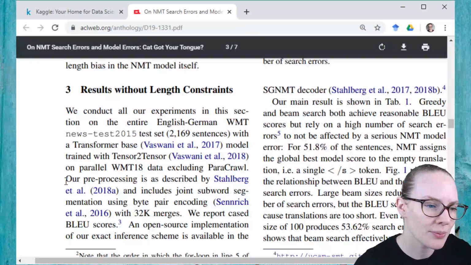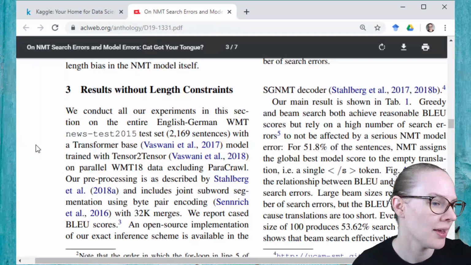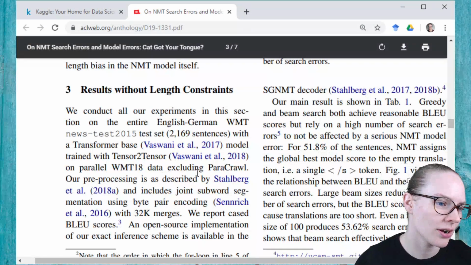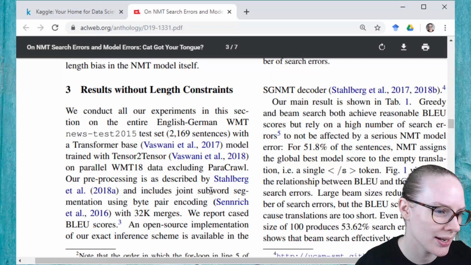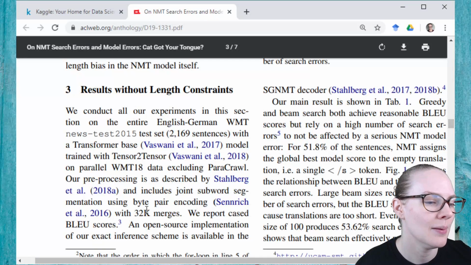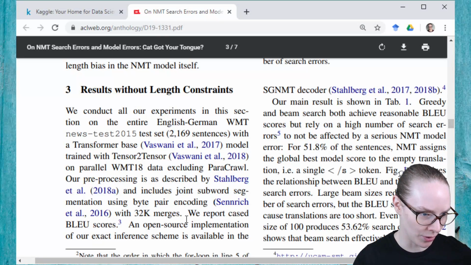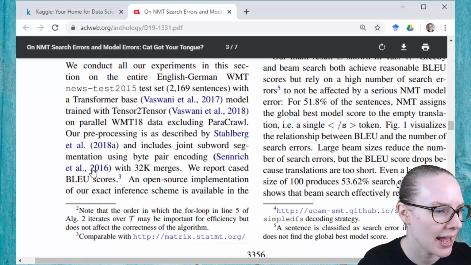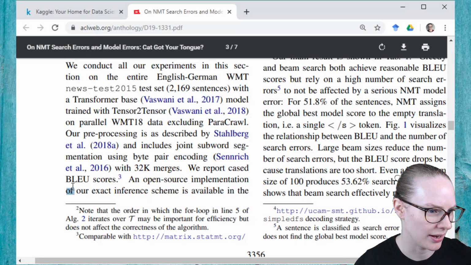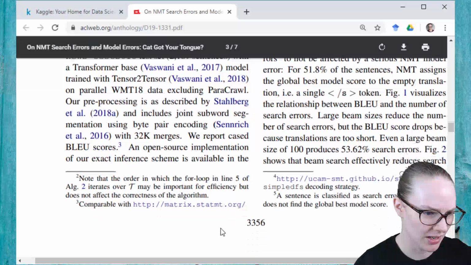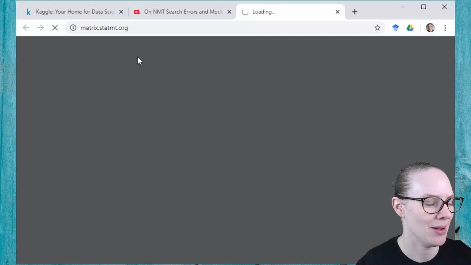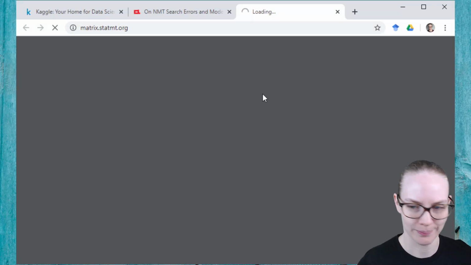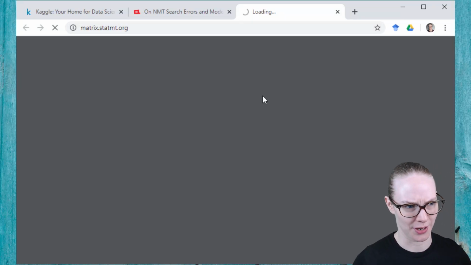On parallel WMT data excluding ParaCrawl. Our preprocessing is as described by Stahlberg, same first author, et al. 2018a, and includes joint subword segmentation using byte pair encoding, Sennrich et al. 2016, with 32K merges. We report cased BLEU scores, so like uppercase, lowercase, comparable with this thing. What's this thing? matrix.statmt.org. I'm guessing this is going to be a benchmark if it loads.